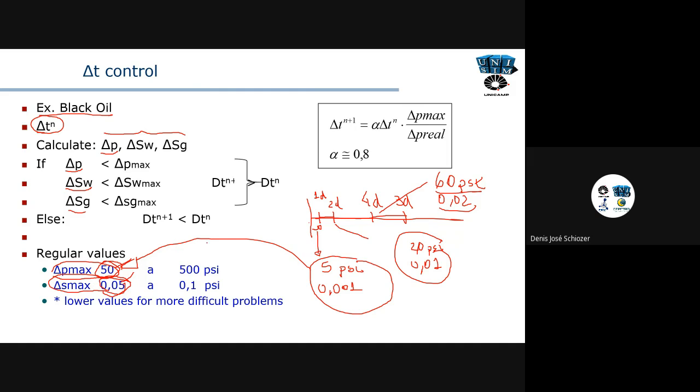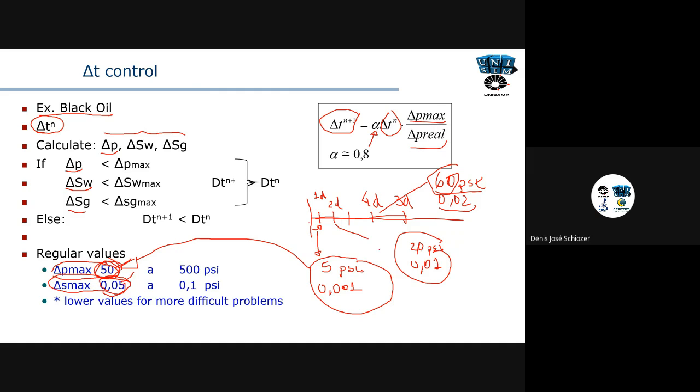Okay. And of course, there are different ways to manage this. For example, if the change is above the maximum, I can decrease the time step, or I can cut the time step and solve again. Of course, if I cut this time step and solve everything again, that's going to take more time to run. So what the simulation normally does is use, for example, a term here: the next time step is proportional to the last time step and proportional to the change.